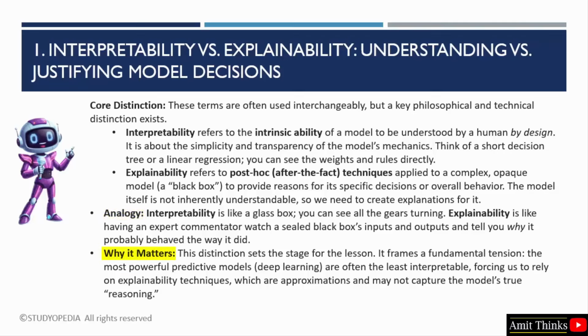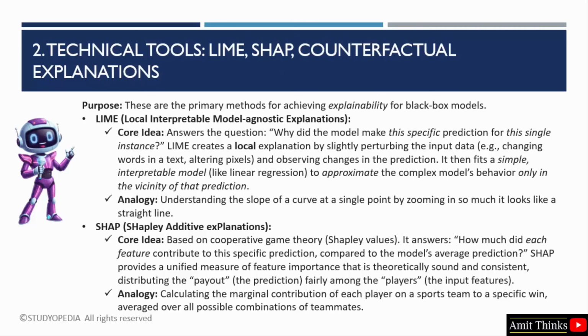Now let us see why it matters. This distinction highlights a key tension. Powerful models like deep learning are often least interpretable, making us rely on explainability tools that may only approximate the model's logic. Now let us see the second one, that is technical tools: LIME, SHAP, counterfactual explanations. These are key methods to explain decisions made by black box models.